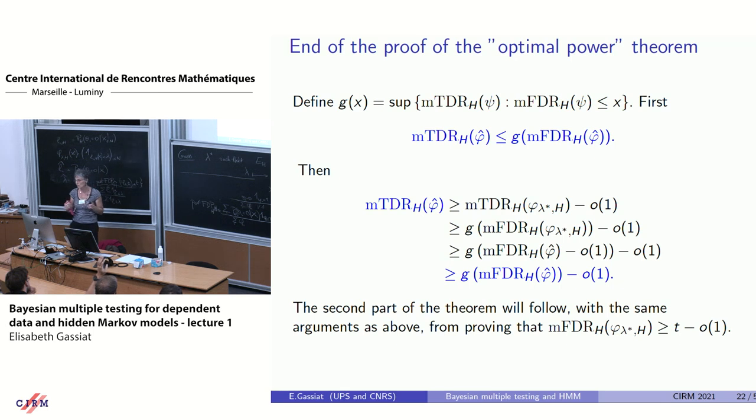Then the end of the theorem goes on using this. So you say that your procedure phi hat has optimal power. The first line is just saying that lambda hat is near lambda star. Then the second inequality is what we just proved, and then you reuse it again, and then you obtain the optimality of your procedure over all procedures. Yes?